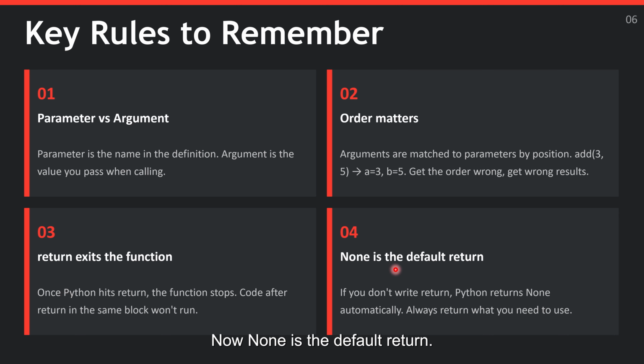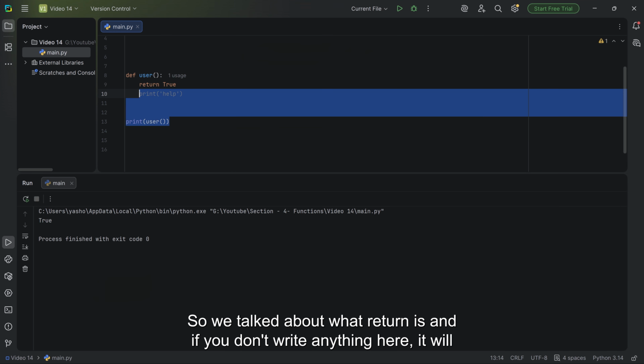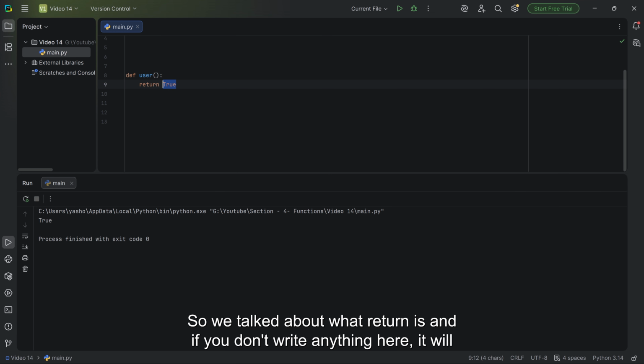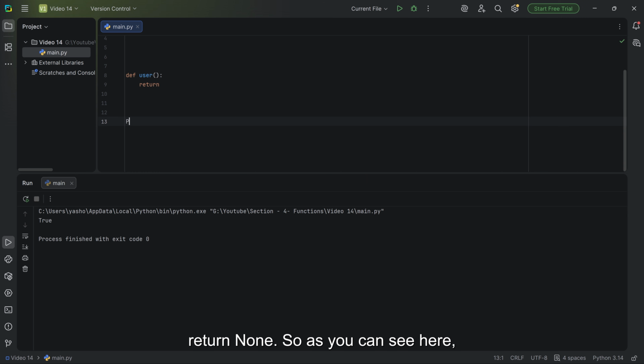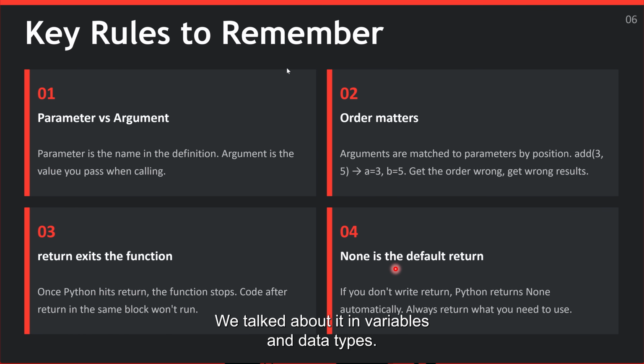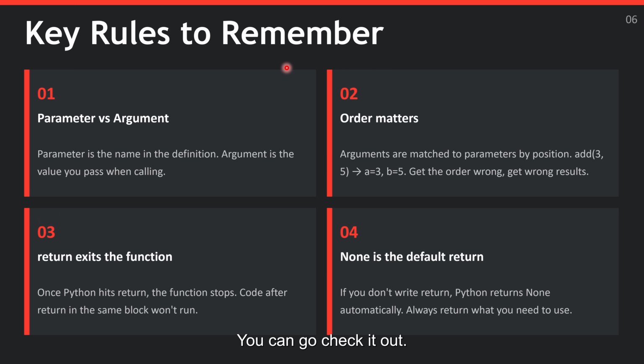Now, none is the default return. So we talked about what return is, and if you don't write anything here, it will return none. So as you can see here, print user. So by default, it will always return none. We talked about none in variables and data types. You can go check it out.